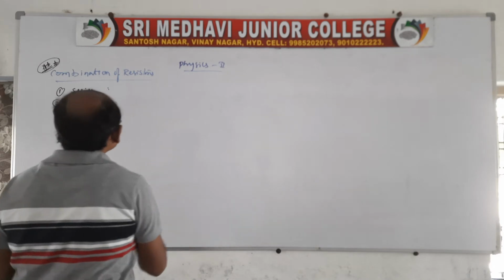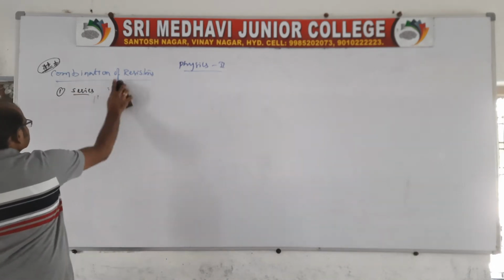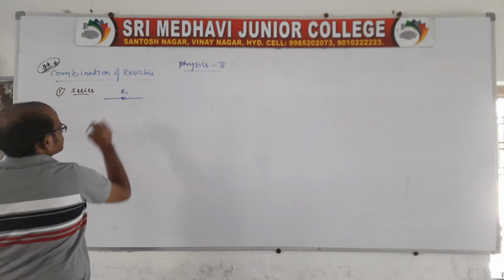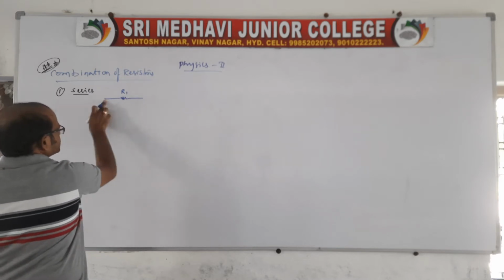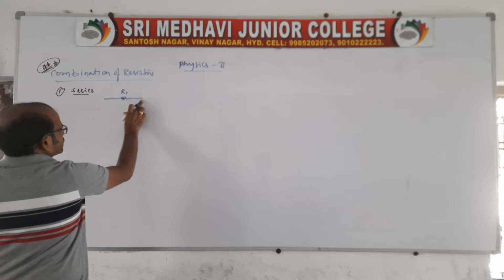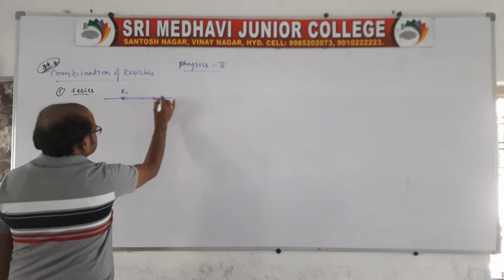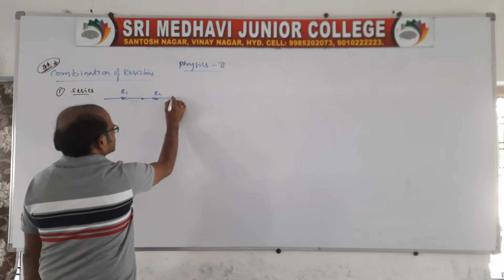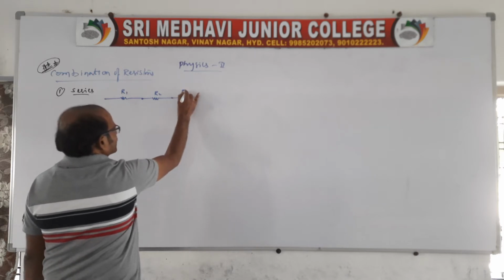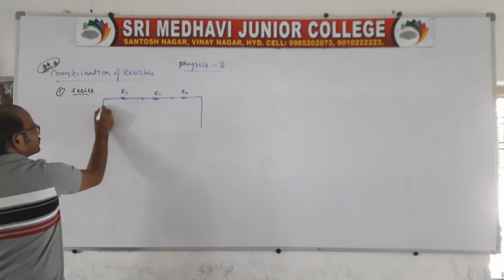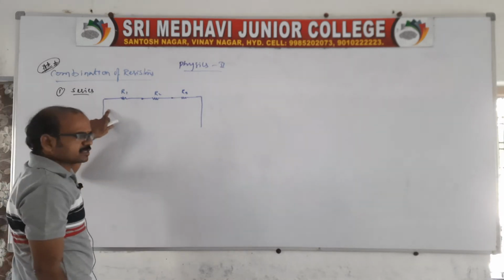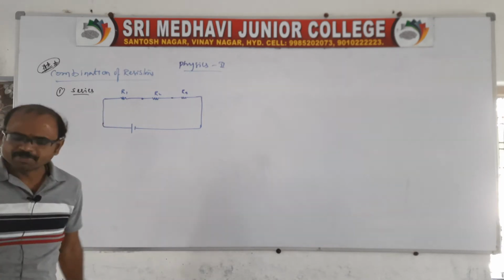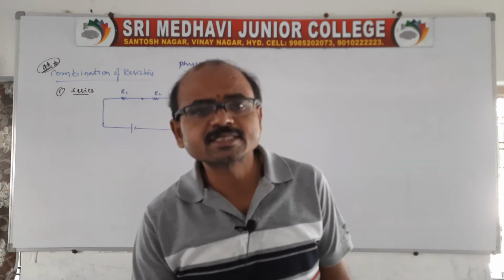Now I'll show you that. For the series combination, let the first resistor have resistance R1, with a first terminal and a second terminal. The second terminal of resistor one is connected to the first terminal of the second resistor, and the second resistor's second terminal is connected to the first terminal of the third resistor, and so on. The first terminal of the first resistor and the second terminal of the last resistor are connected to the opposite terminals of the battery. Simple. This combination is called the series combination.